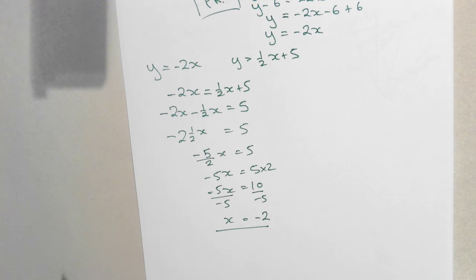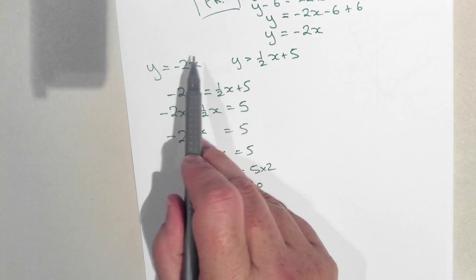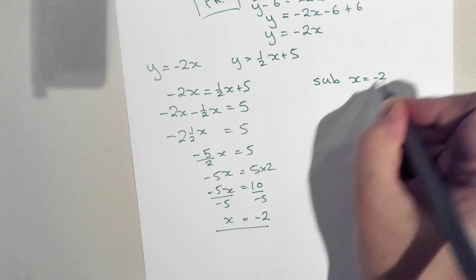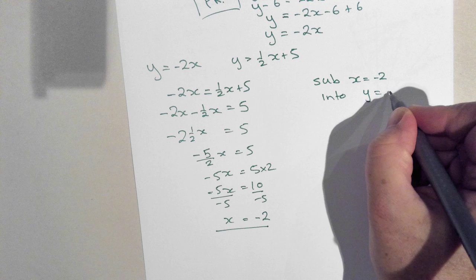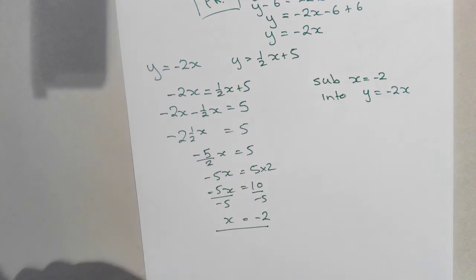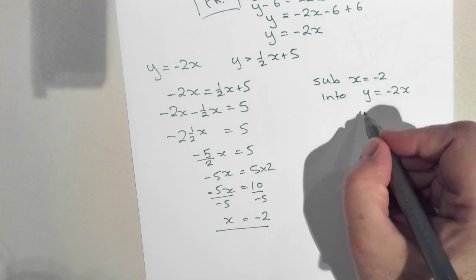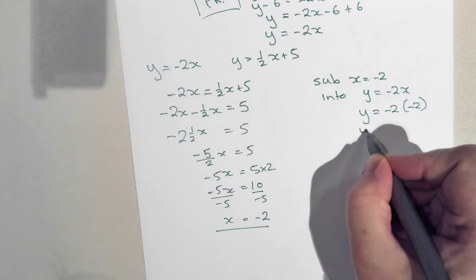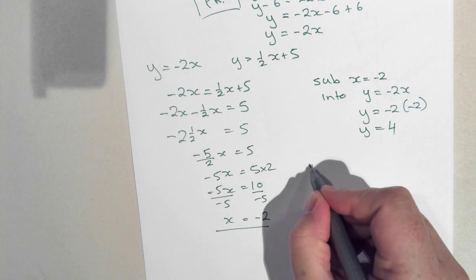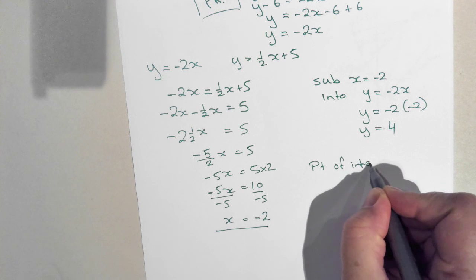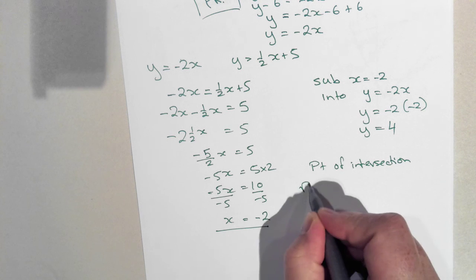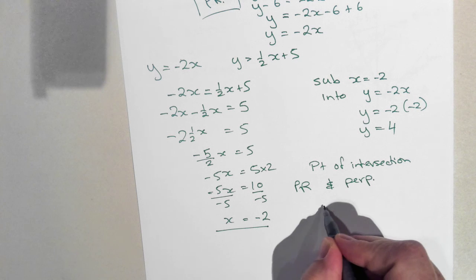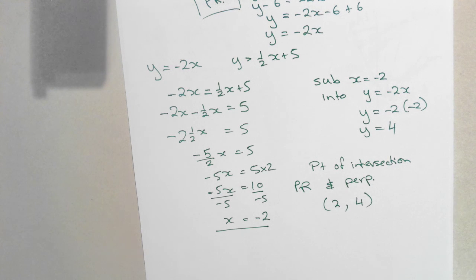So I found the x coordinate of where these two lines intersect. Now I need to find the y coordinate. I'm going to substitute x equals negative 2 into y equals negative 2x, because I like that rather than using the half, but you could use the other equation. If x is equal to negative 2, then y is equal to negative 2 times negative 2, which means y is equal to 4. So the point of intersection for the line PR and the perpendicular line is when x is equal to -2 and y is equal to 4.